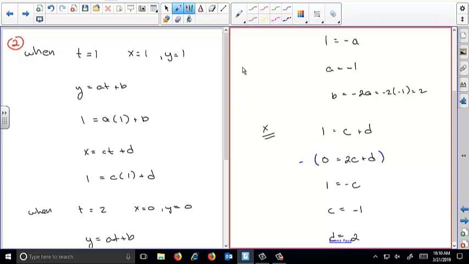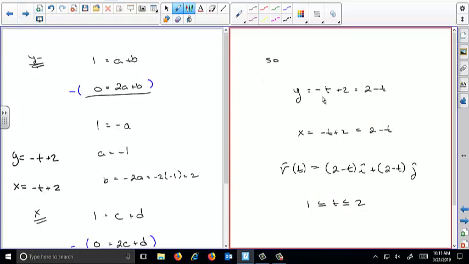You'd have y is equal to a, which is -1, so you get -t, plus b, which is 2, and you get x is equal to c times t plus d. C is -1 again, and plus 2 is d. So you get the same equation. So there they are. So you can write -t plus 2 as 2 minus t, and the same thing here.